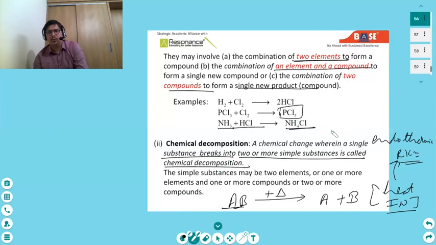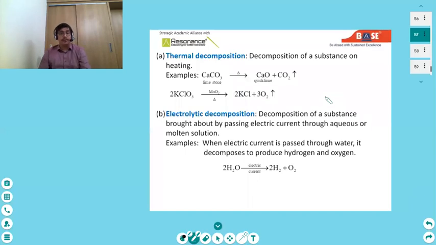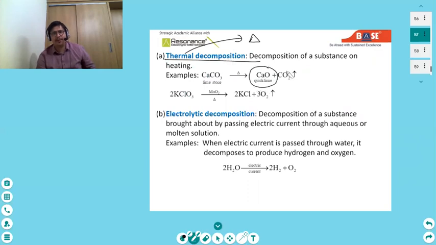Okay. Now, chemical decomposition reaction is of a couple of types. The first one is thermal decomposition reaction. Thermal means heat. Heat we represent as delta. So here we will be using heat to break it. So suppose you take calcium carbonate, which is limestone. When you heat it, it forms calcium oxide and carbon dioxide.